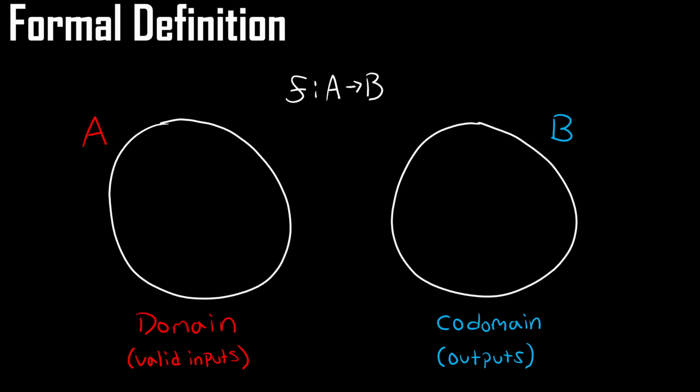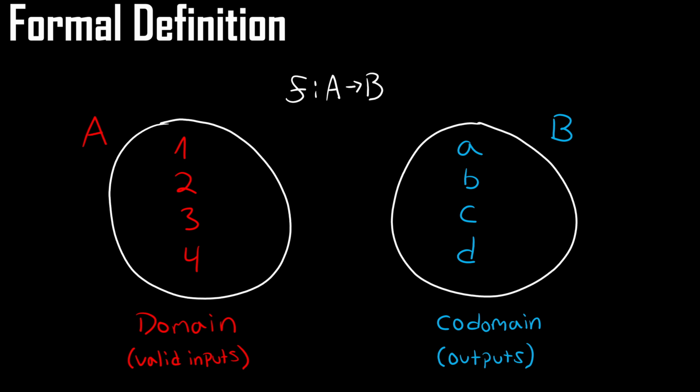So let's give our sets some values. So let's add 1, then 2, 3, and 4. And then for our outputs, we can say A, B, C, and D. For every input x in the domain, that is for every x that is an element of A, there exists one and only one output f of x in B. If any input had two different outputs, it would no longer be a function.